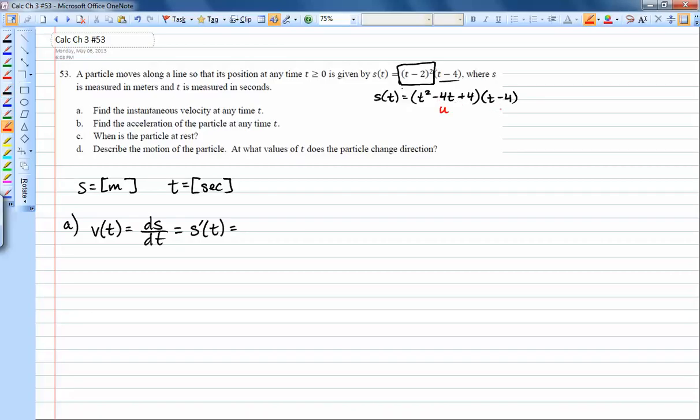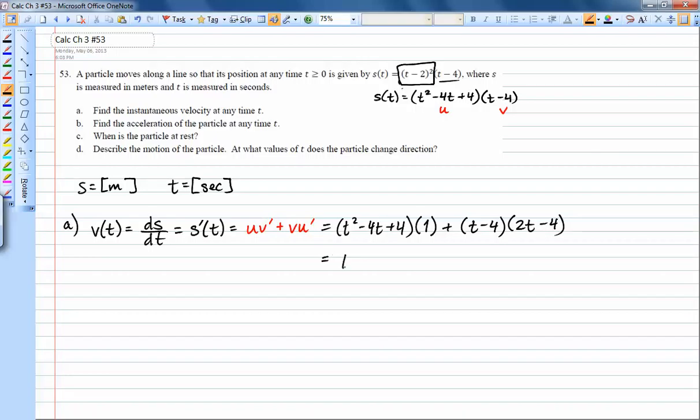I'm going to call this one u and this one v. So the product rule: uv prime plus vu prime. Now, u stays the same, so that's t squared minus 4t plus 4. V prime is going to be 1. And then plus v, which is t minus 4, and then u prime, 2t minus 4.